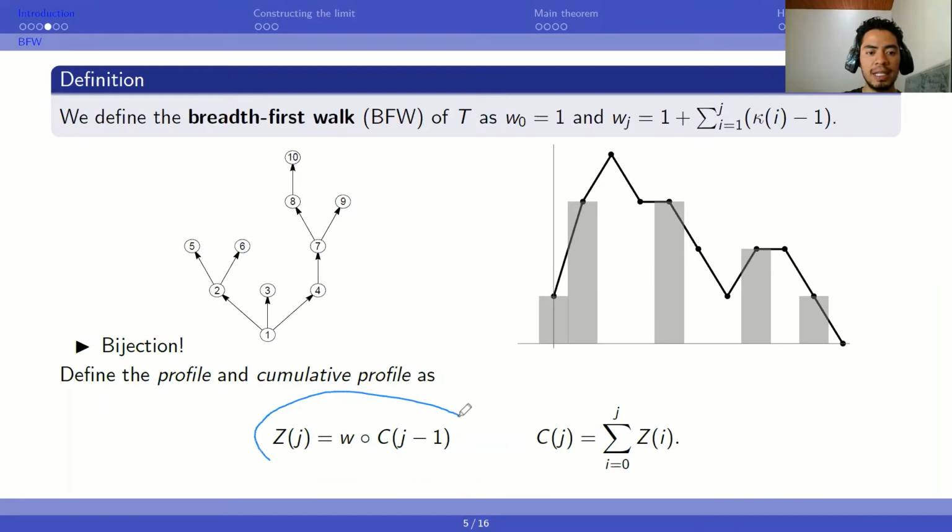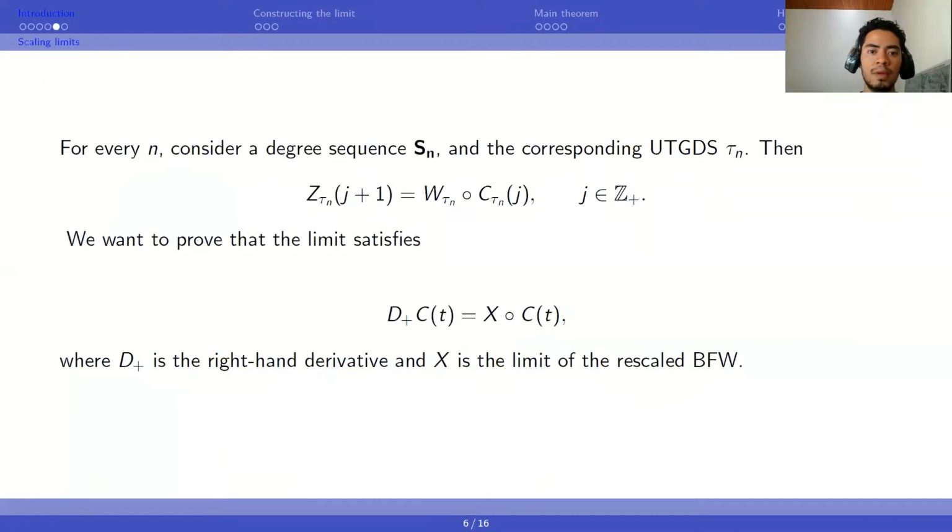Our work starts in this equation. In fact, if for every n, Sn is a degree sequence, and tau n is a uniform tree with that given degree sequence, then the previous equation reads as the profile of our random tree evaluated at time j plus 1 is going to be the breadth first walk evaluated at the cumulative profile in the previous generation. The general idea is to prove that this equation can be rescaled in such a way that the subsequential limits satisfy this equation.